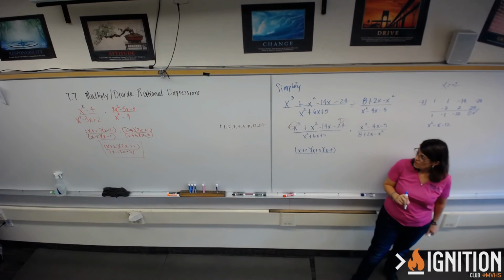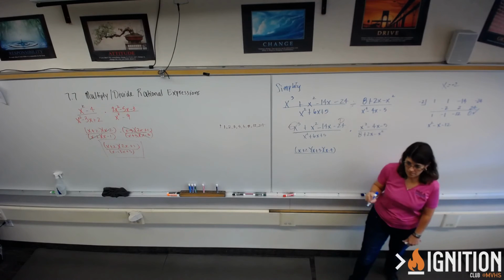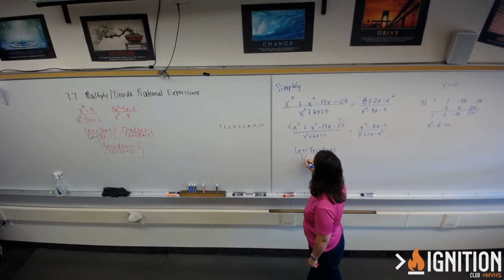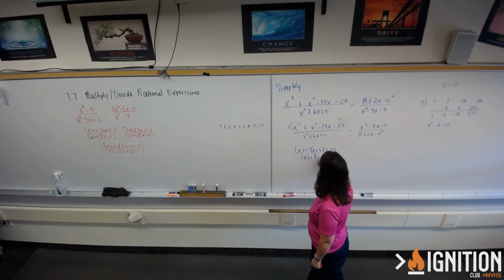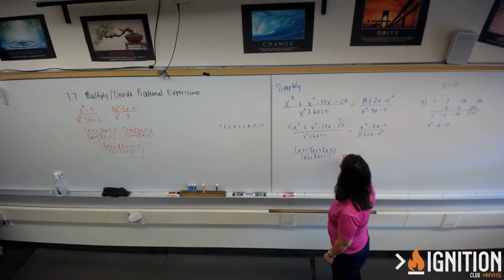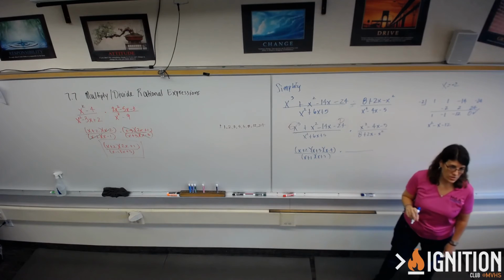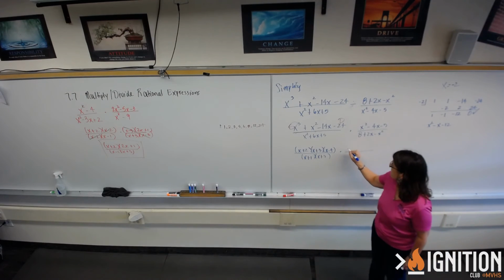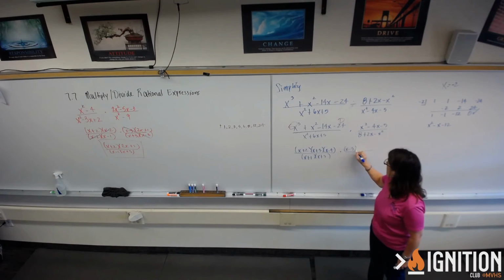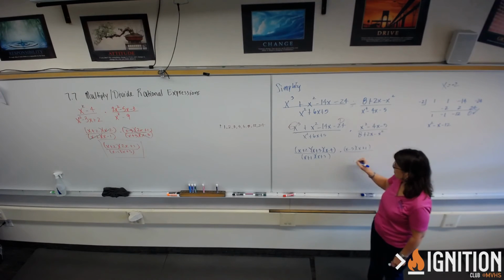Denominator: how do you factor x squared plus 6x plus 5? X plus 1, x plus 5. Numerator: how do you factor x squared minus 4x minus 5? X minus 1... Oh, finally. So the plus 1s are going to go.